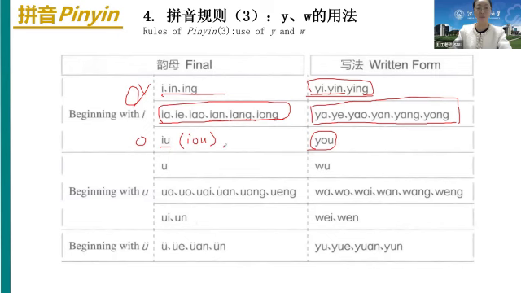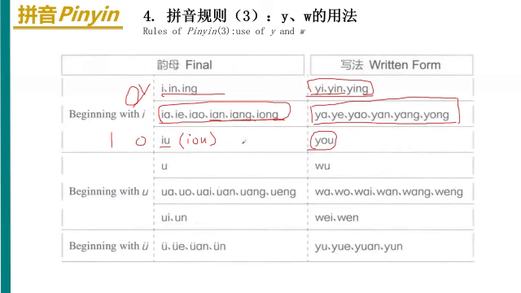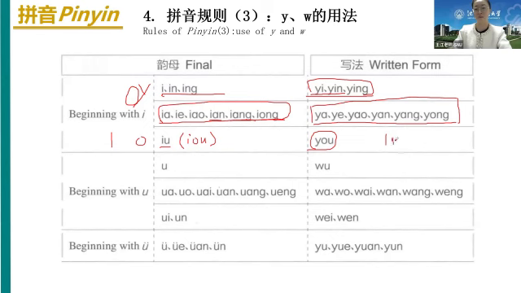Okay. And look at this panel. If there is an initial in front of this panel, the letter in the middle should be omitted. So if there is an initial in front of it, the written form should be like this: liu. Okay, let's go on.